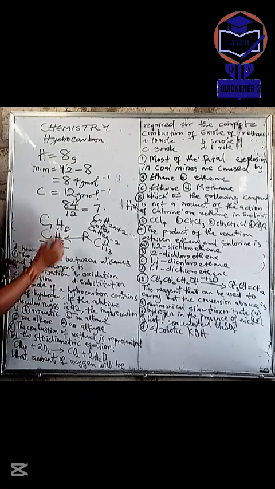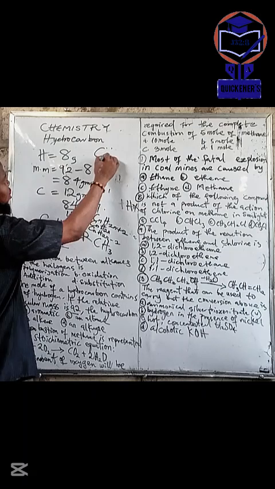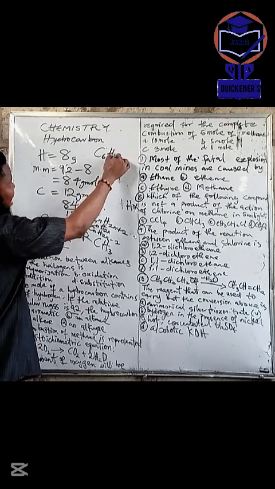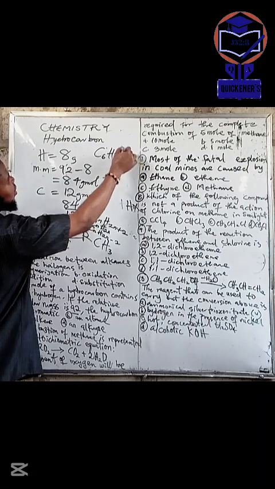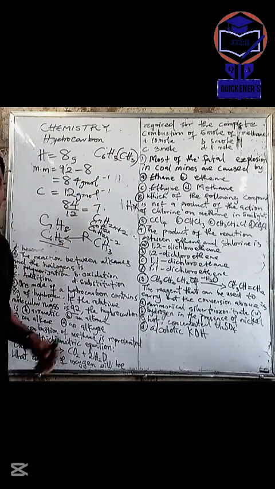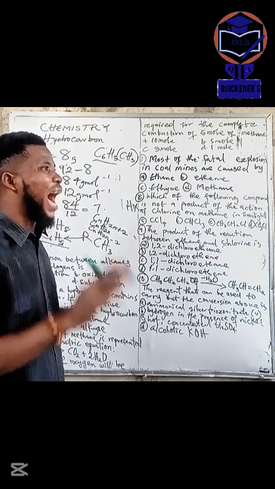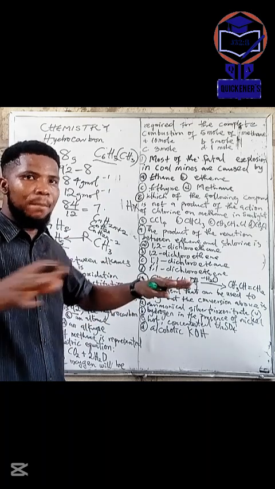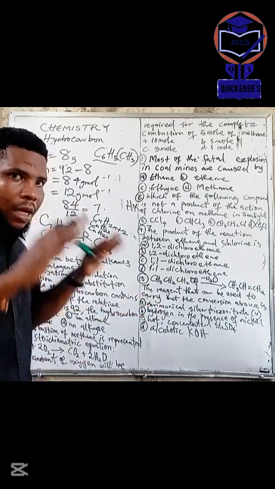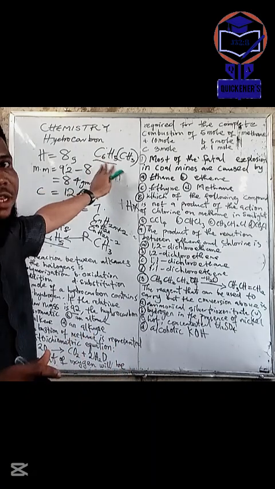Can you see? So the compound is C6H5, then the attachment to it is CH3. Now this CH3 is an attachment to that benzene. As long as you have benzene and an attachment, that is an aromatic. Benzene and benzene-like compounds are all aromatic hydrocarbons, okay? So this is an aromatic hydrocarbon. This is methyl benzene.